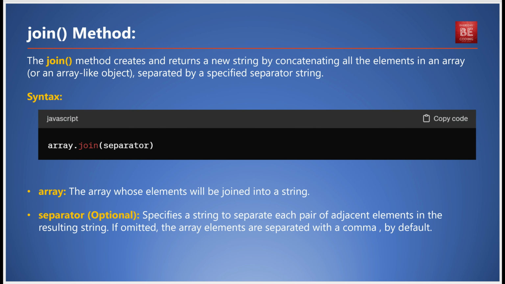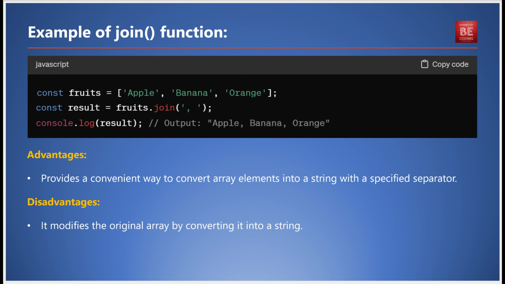First up is the join method. This method creates and returns a new string by concatenating all the elements in an array, separated by a specified separator string. The syntax is simple: Array.join(separator). The separator is optional, and if you leave it out, the array elements will be separated with a comma by default. An example of how to use the join method is as follows.